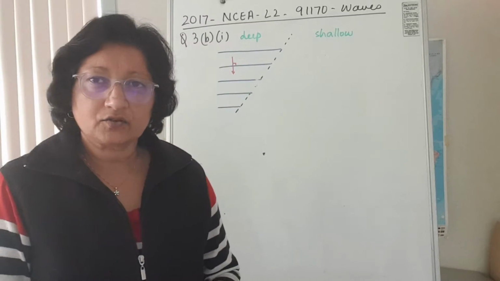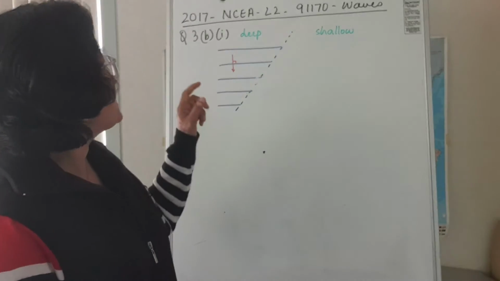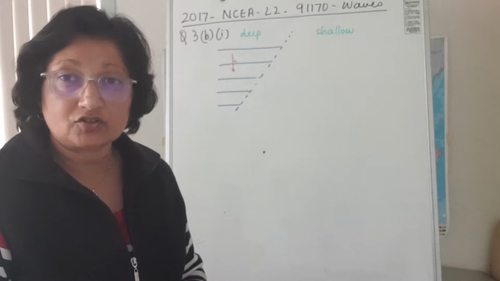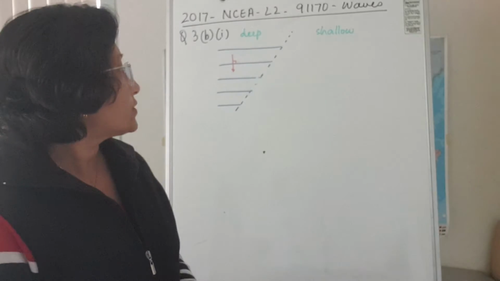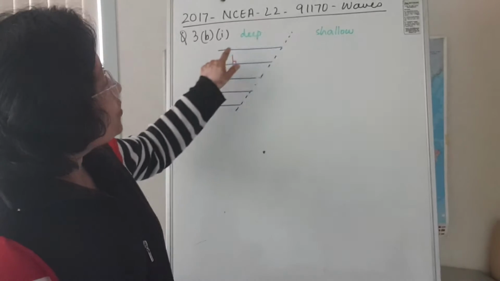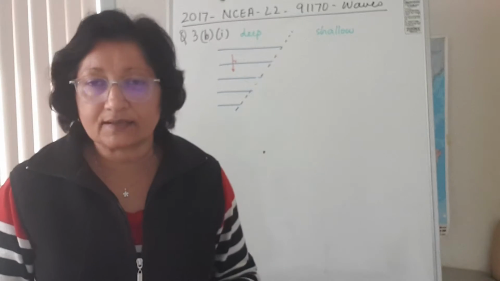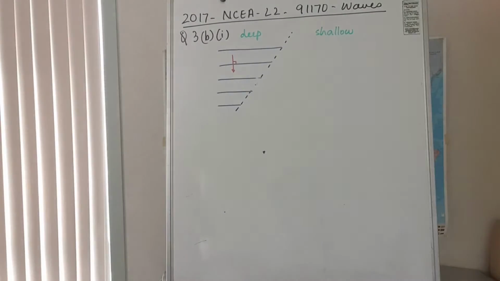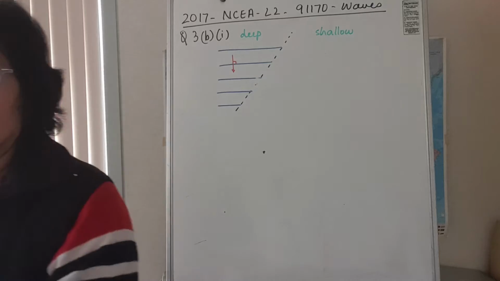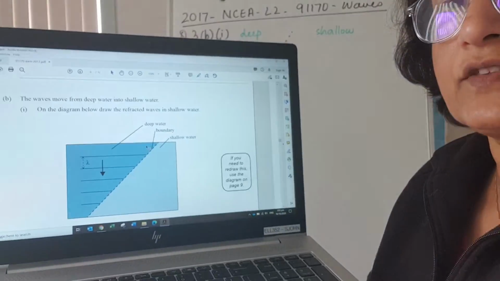Hi everybody, I've had a query about the 2017 NCEA Level 2 Waves paper, question 3B Subdivision 1. So this is the 91170. So the question looks like this. So that's what the question is.